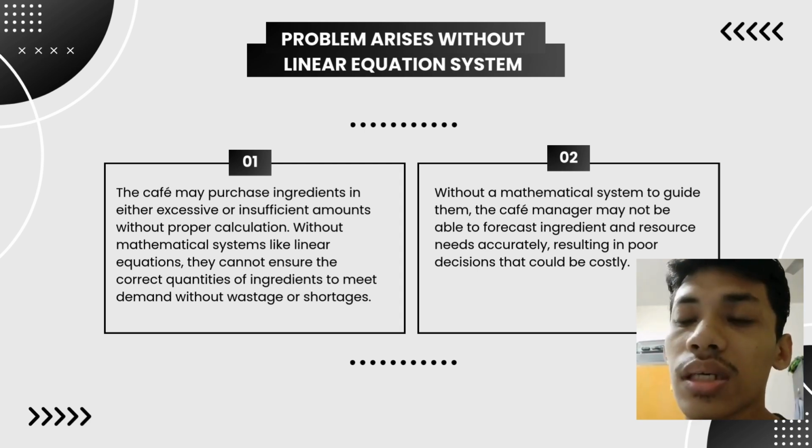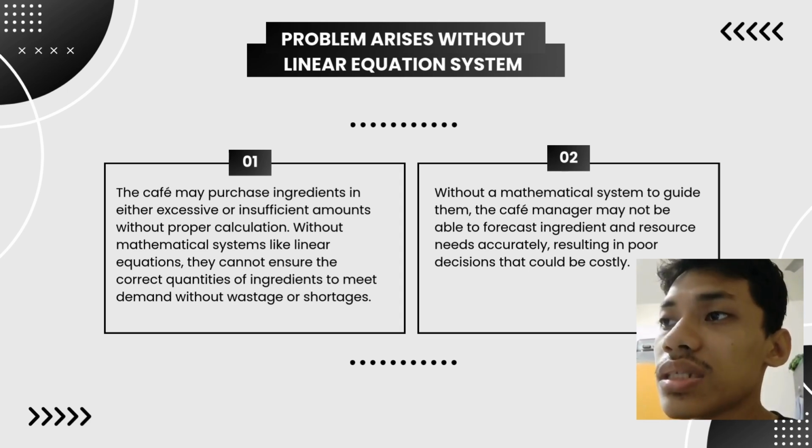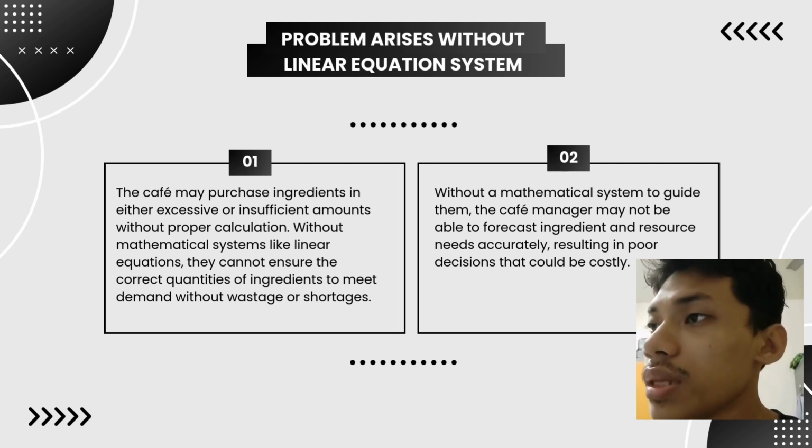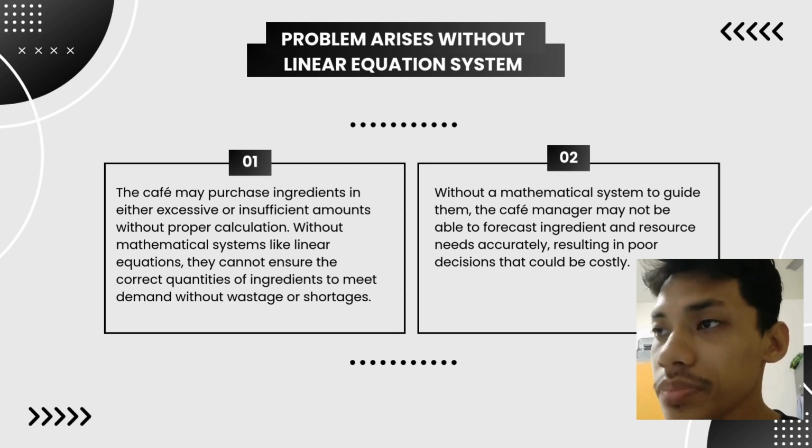These equations allow us to calculate the exact quantity of ingredients needed based on factors like expected demand, storage capacity, and budget. This ensures efficiency and minimizes both waste and shortage.